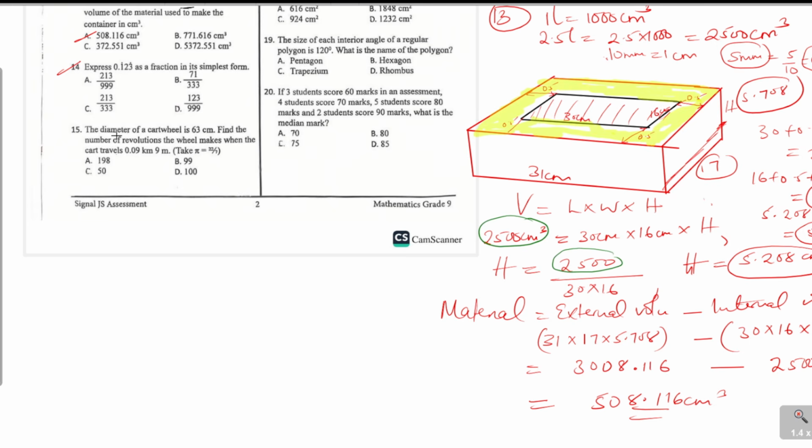0.123 as a fraction in its simplest form. The dots are on 1 and 3, so that means 1, 2, 3 are recurring. So how do you solve that question?